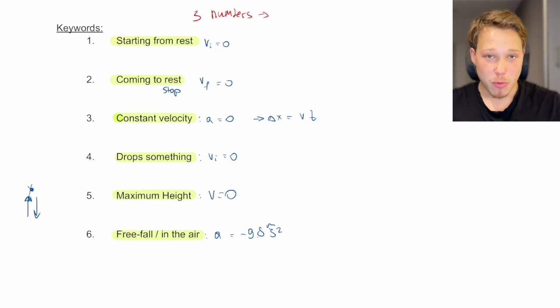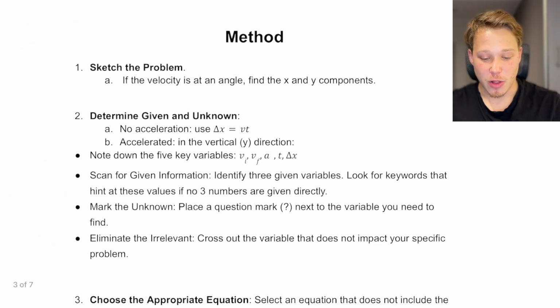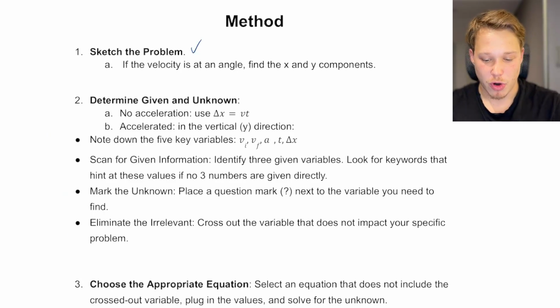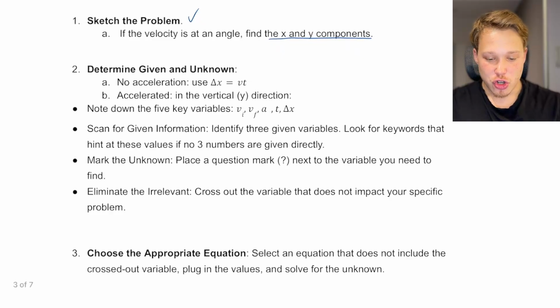So to summarize, our method is the following. If applied, sometimes we might want to sketch the problem. If the velocity is at an angle, we'll find the x and y components. We'll talk about this later, but for now we'll just deal with one-dimensional motion. Then if there's no acceleration, you just need to use this equation.